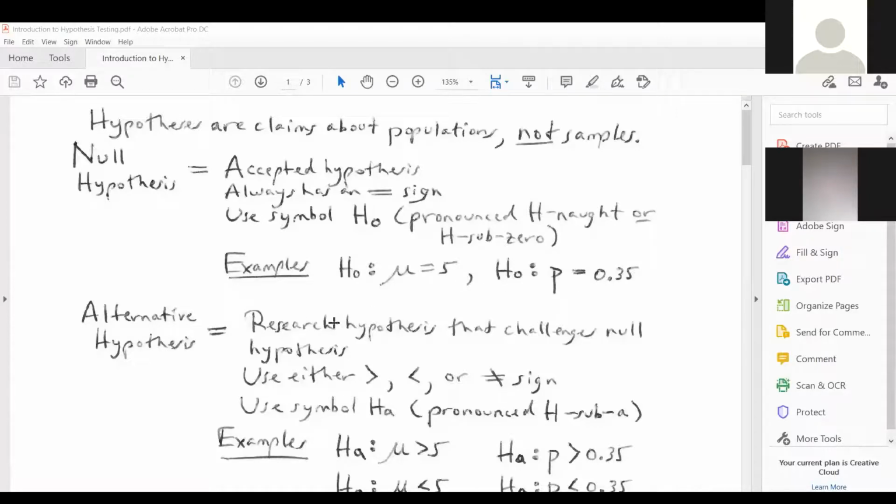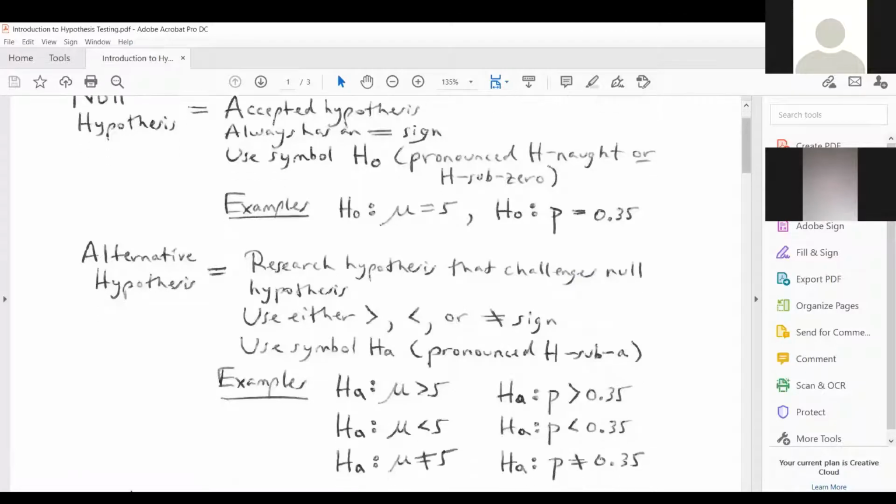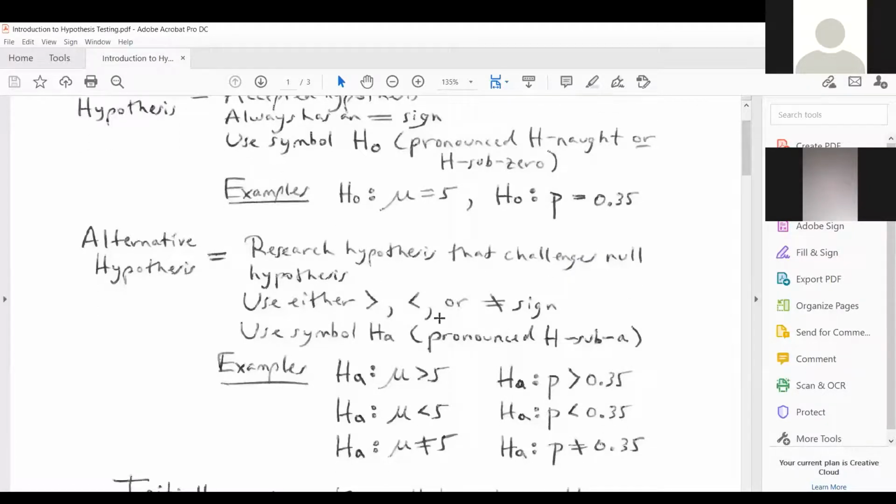Now, the alternative hypothesis, once again, is a research hypothesis that challenges the null hypothesis. And the symbols that we typically use in it will be either greater than, or less than, or not equal to. All right? We never use equal to in the alternative hypothesis. This is very important to understand. The symbol that we're going to use is H with a small a next to it. Typically, people pronounce it H sub a, but that's the alternative hypothesis symbol.